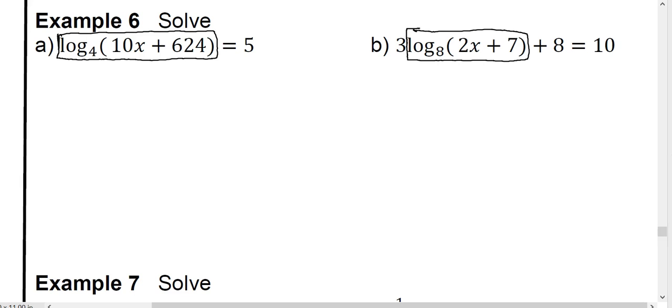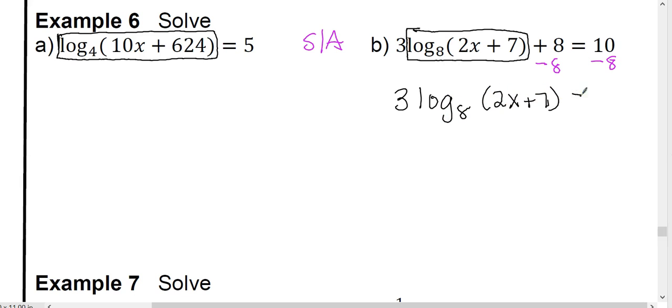Over here, let's go ahead and add and subtract all the other stuff. So we're going to subtract or add first. So we'll subtract the 8 from the 10. Oh, it's already going to be a decimal. 3 log base 8 of 2x plus 7 equals 2. And it's still not completely isolated, so we need to divide it by 3 first before we can exponentiate. So log base 8 of 2x plus 7 equals 2/3.